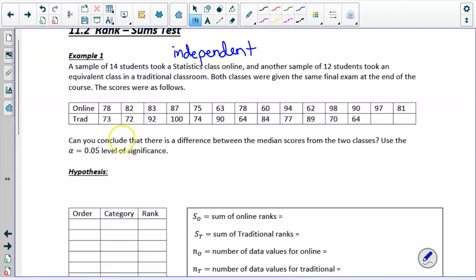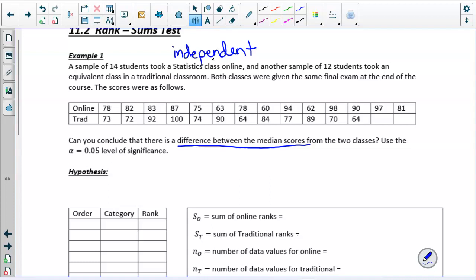Okay, so can you conclude that there is a difference between the median scores from the two classes? If you had this raw data, you would make a histogram and look at it to see the distribution, right? And you would run the descriptive statistics and get the mean, the median, the standard deviation. You would do all that, right? So the first thing is, I know it's independent. I'm going to find those values for each of them. I'm going to make my graphical display for each of them, and I'm going to look at it.